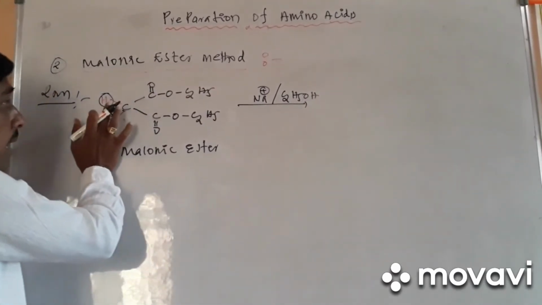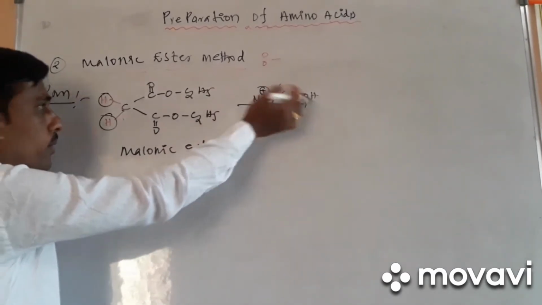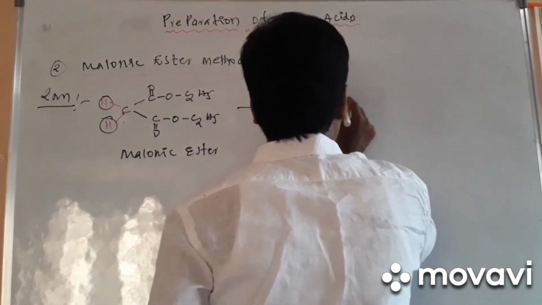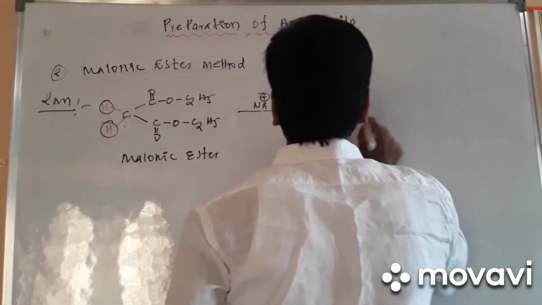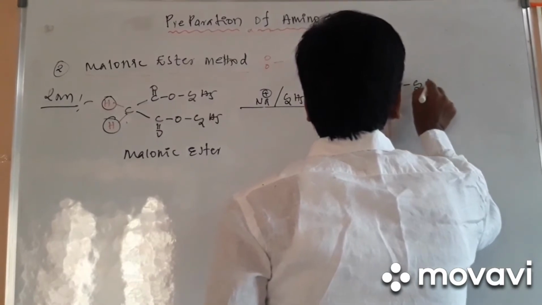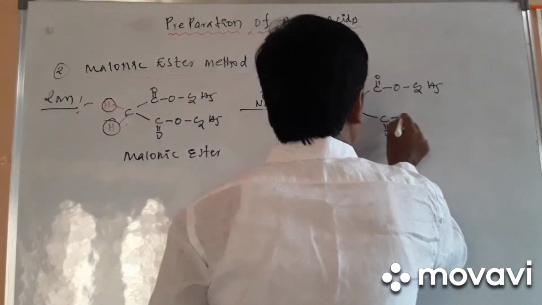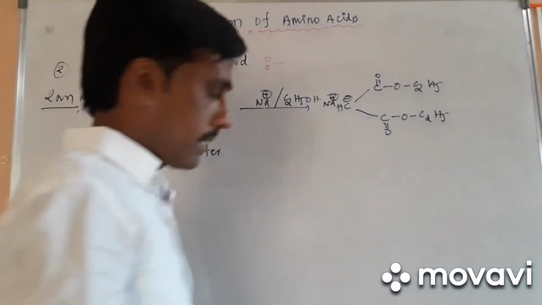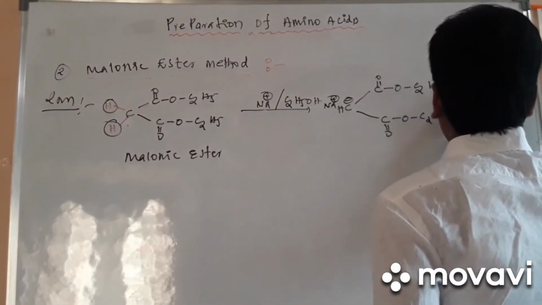One of the active alpha hydrogen atoms reacts with sodium metal to produce sodium malonic ester, CH minus Na plus, with C double bond O C2H5 on each side. This reacts with alkyl halide.